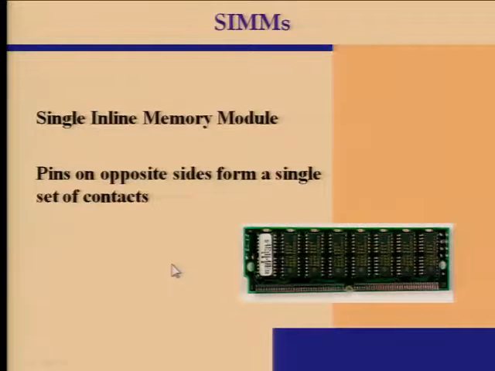First, SIMM. For these modules, the pins are on opposite sides. Normally the module will have pins on both sides, but the pins on both sides are actually physically connected together. That means for each pair, it's equivalent to only 1. So this is single in line. Basically, you only have 1 set of pins. Whether you have contact on one side or the other side, they are the same contact, connected together.